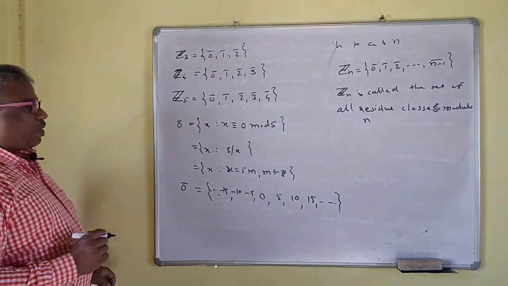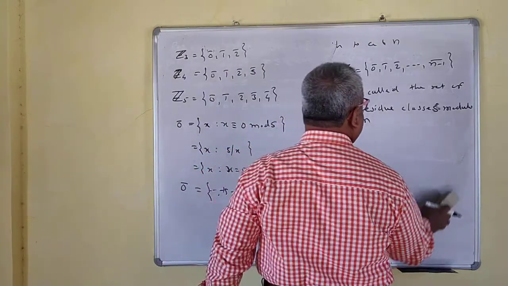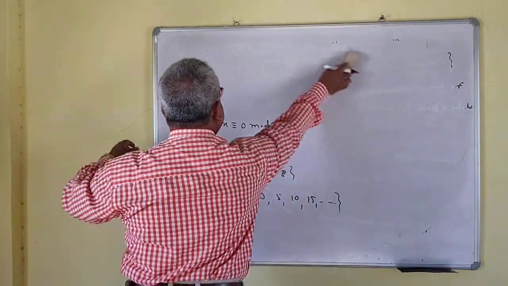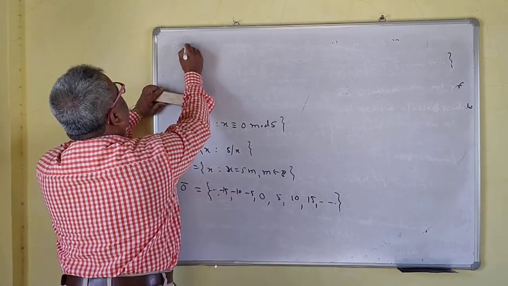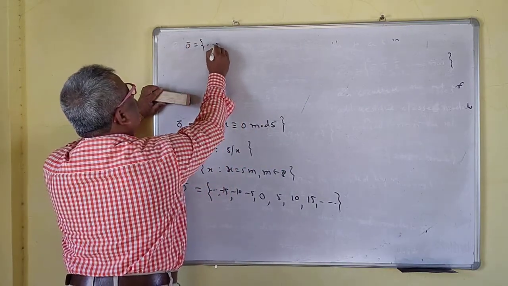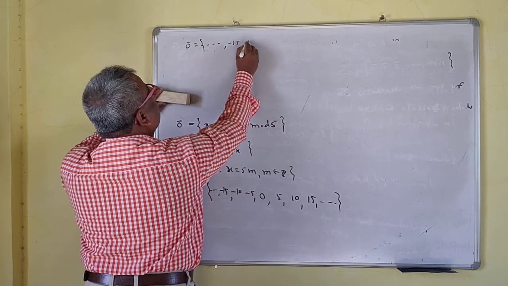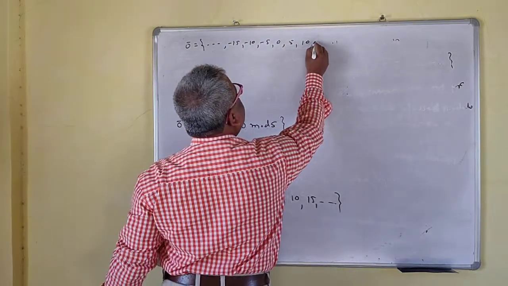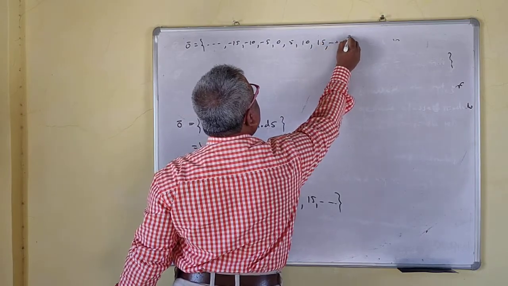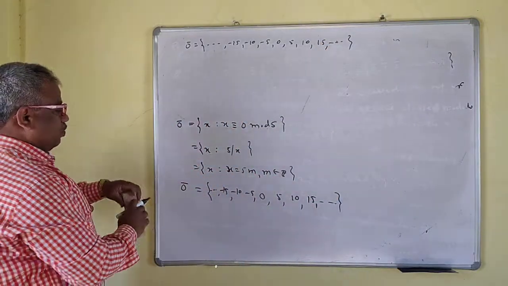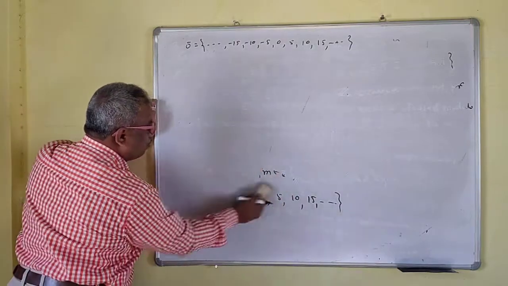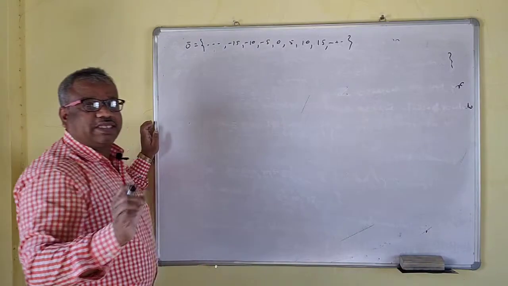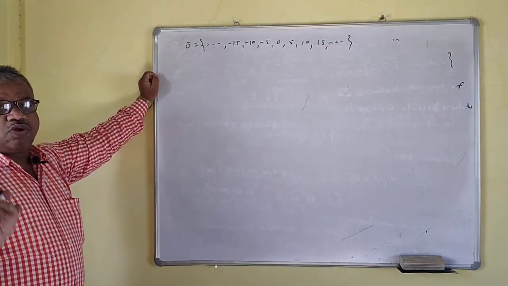Now we'll find 1 bar. I'll write 0 bar here for further convenience: dot dot dot, minus 15, minus 10, minus 5, 0, 5, 10, 15, dot dot dot. So this is 0 bar. Now we'll find 1 bar modulo 5, the residue class of 1 modulo 5.